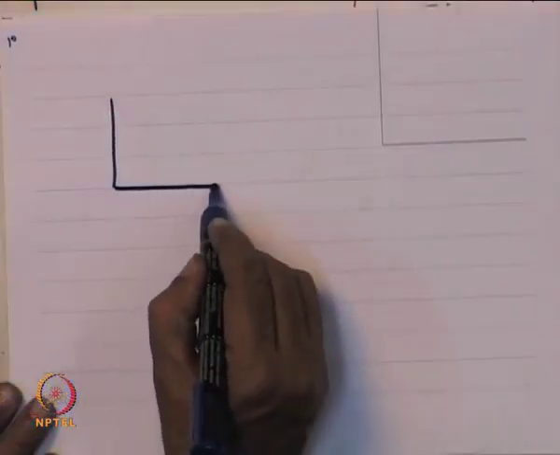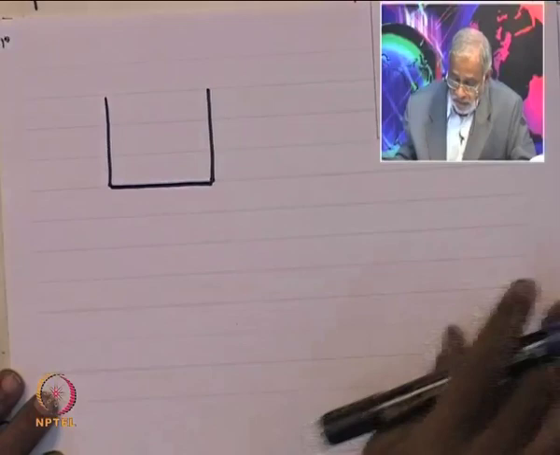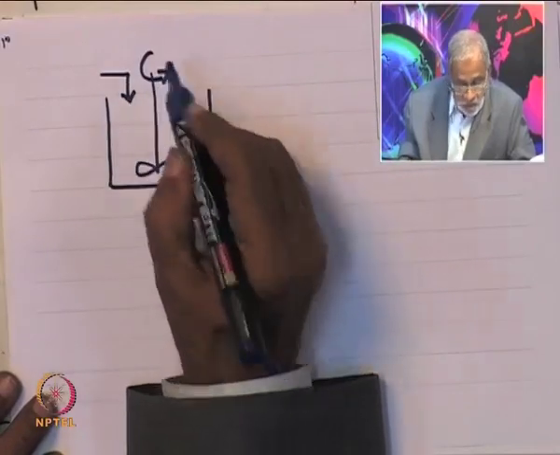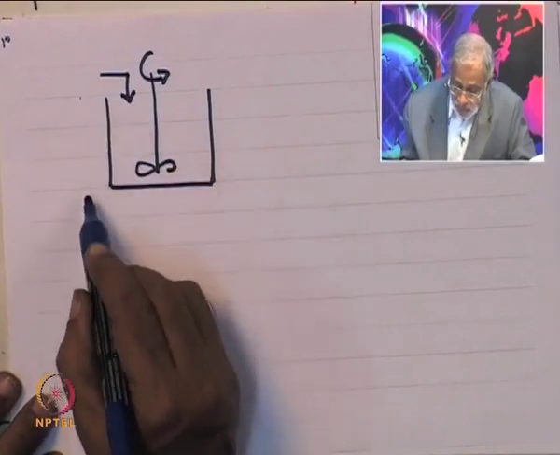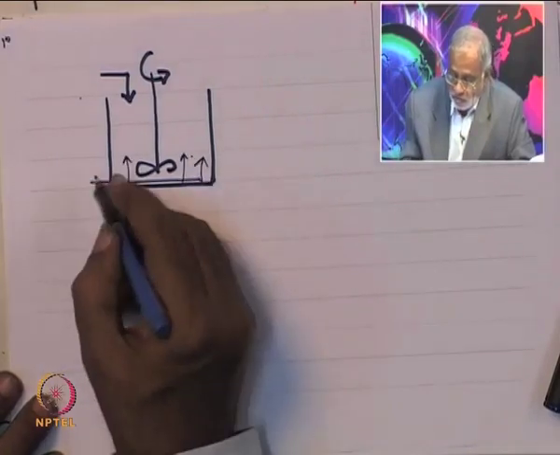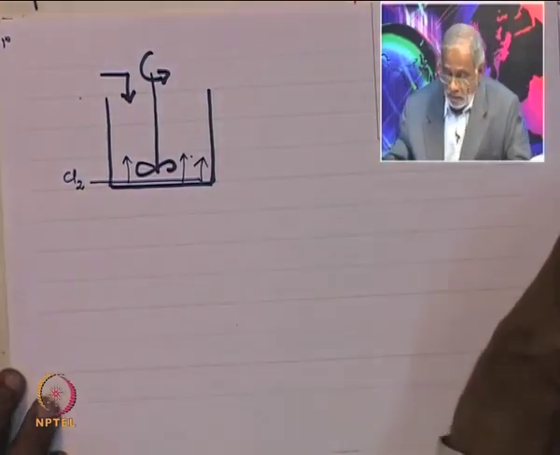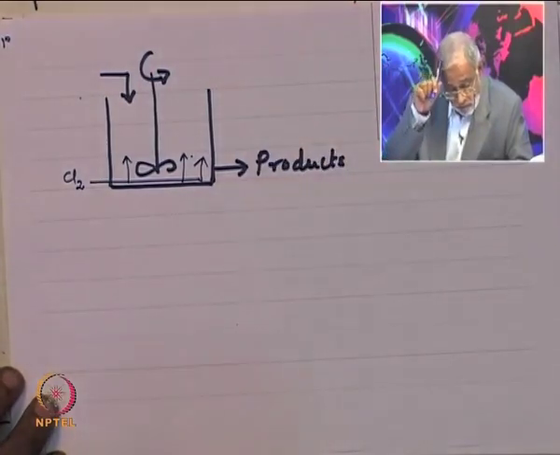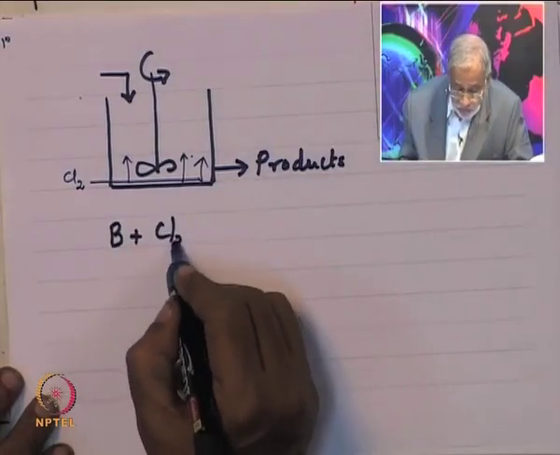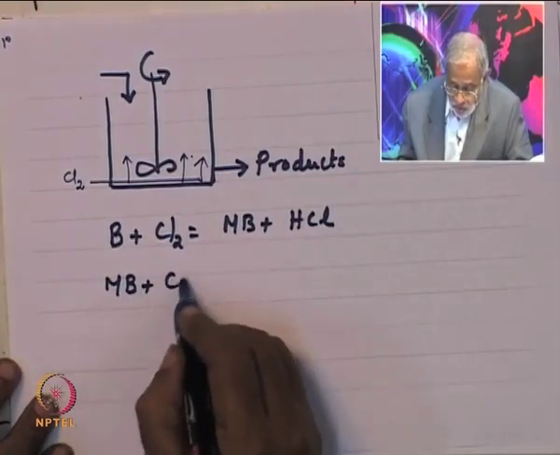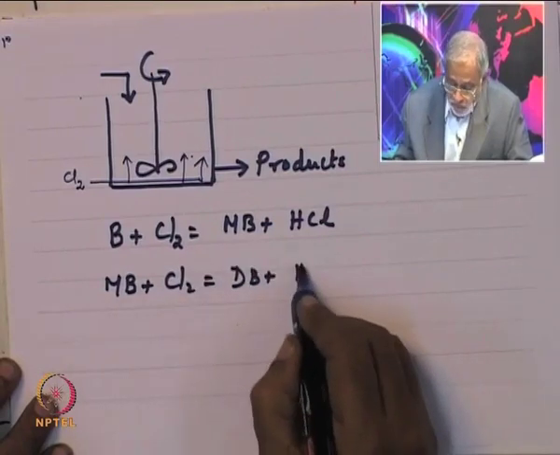So, the second exercise, once again, is a reaction where a lot of heat is involved. Let me just describe the process and then we can look at the details. What do we have? We have chlorine coming in, and products. We have benzene plus chlorine equal to monochlorobenzene plus HCl. And then monochlorobenzene plus chlorine equal to dichlorobenzene plus HCl.